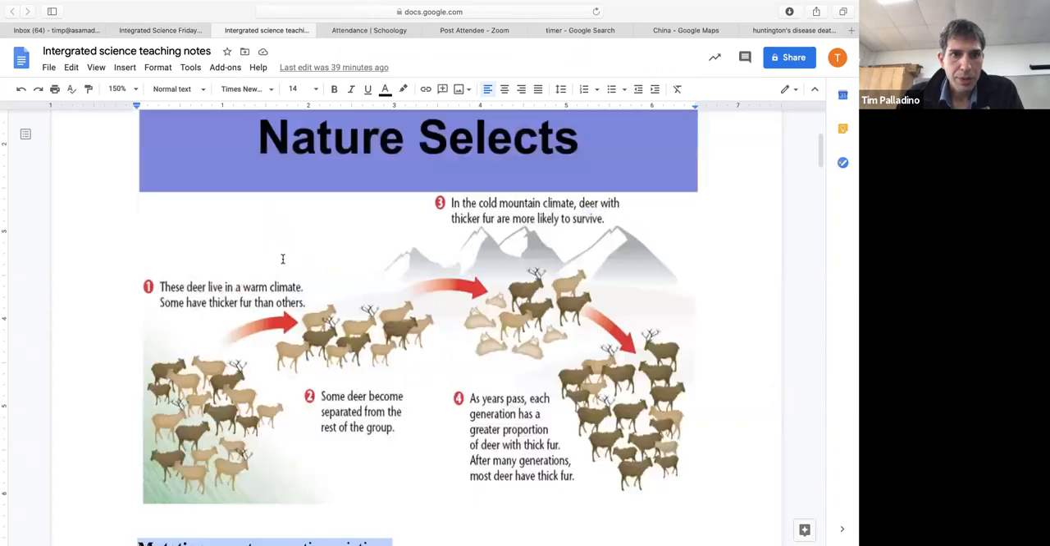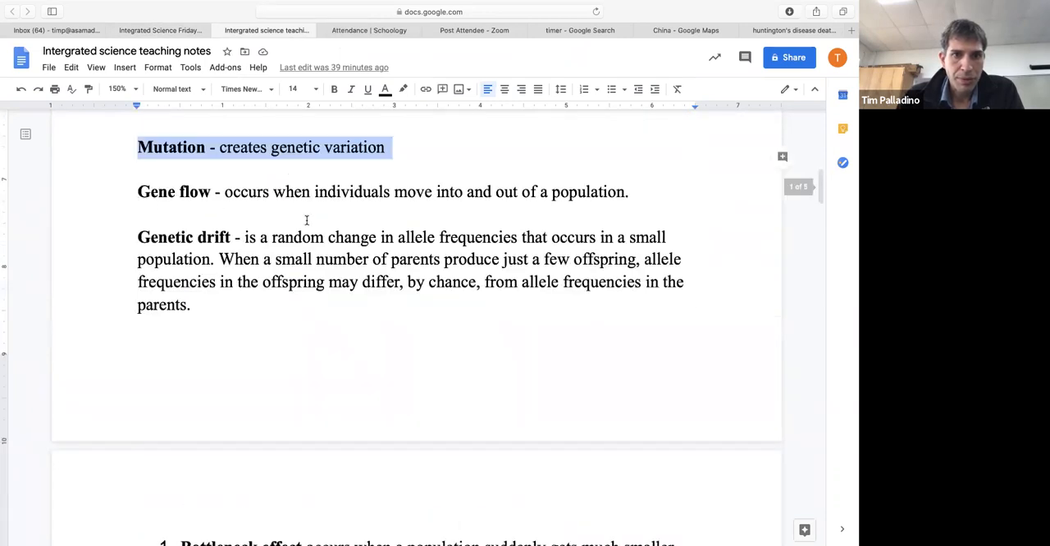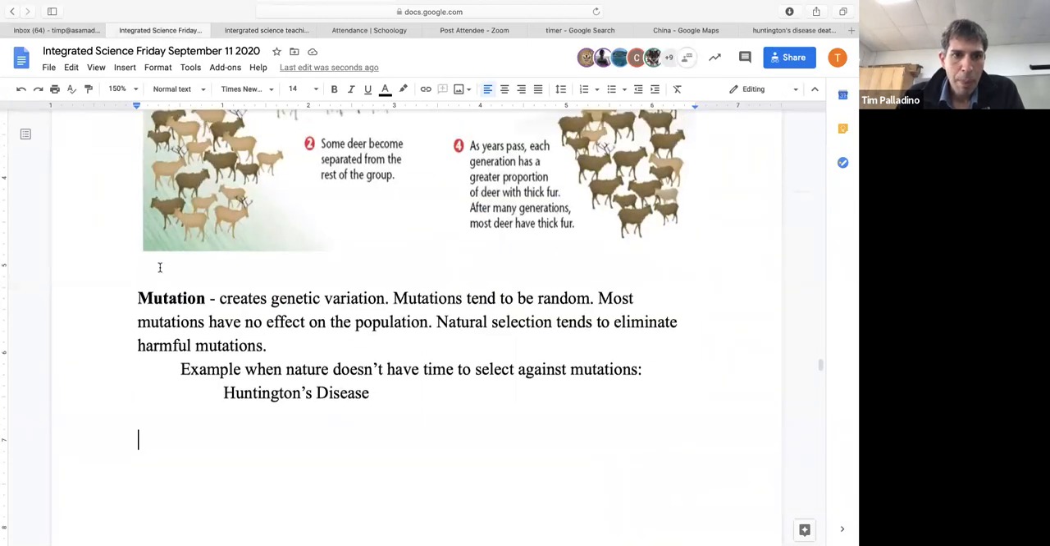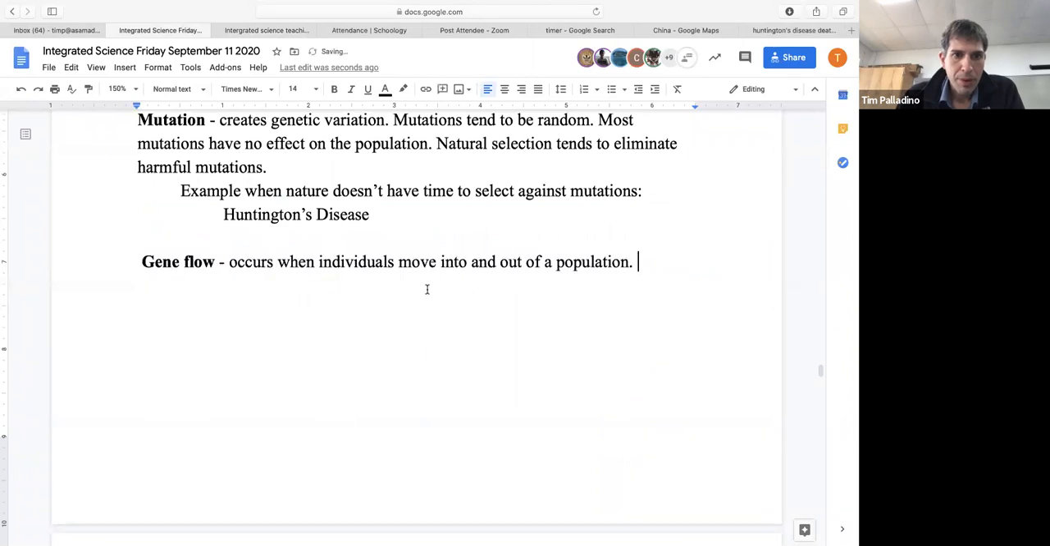And then the next one is gene flow. Now gene flow is actually pretty simple. Some people will move. Have you guys heard of invasives? Well, the invasive species would not be a good example.